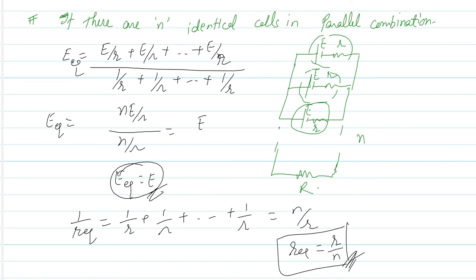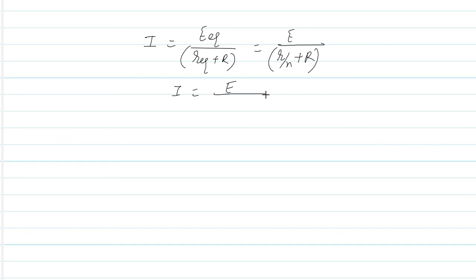Perfect. Now finally let me write the current. You will write current as E equivalent divided by R equivalent plus capital R, right students? And as you can see, E equivalent is E only, and R equivalent is R by n, plus capital R. So this would be the expression for current in this case.